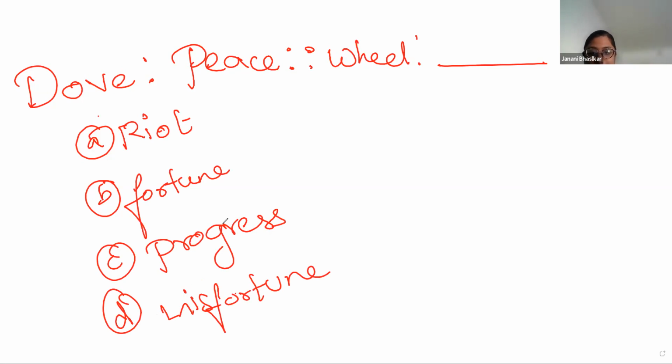Good, Aditya. Very good. Good, Sarah. So dove is a symbol of peace, right? So wheel must be a symbol of progress. Very good. So this is a noun which is a symbolification of the second one, right? So this is the relation among these words. Now this is another form of analogy question. Okay. So are you able to get this? Yeah. Okay. Can we go for the next question?